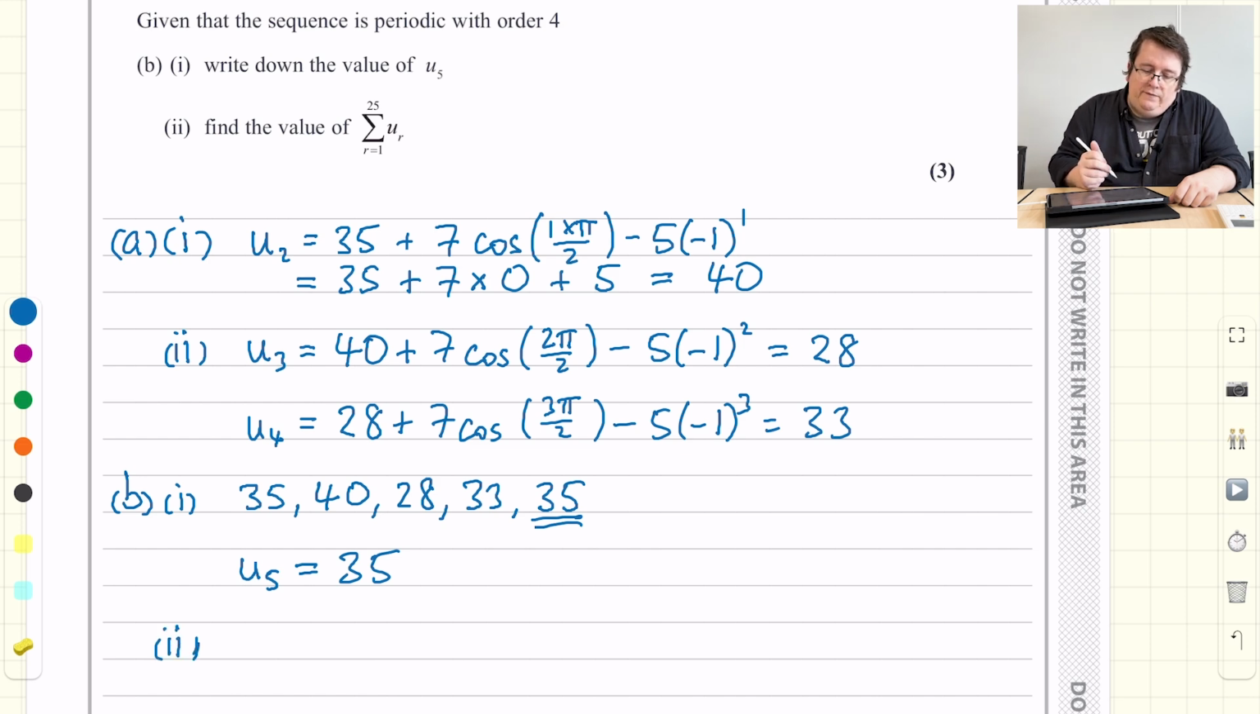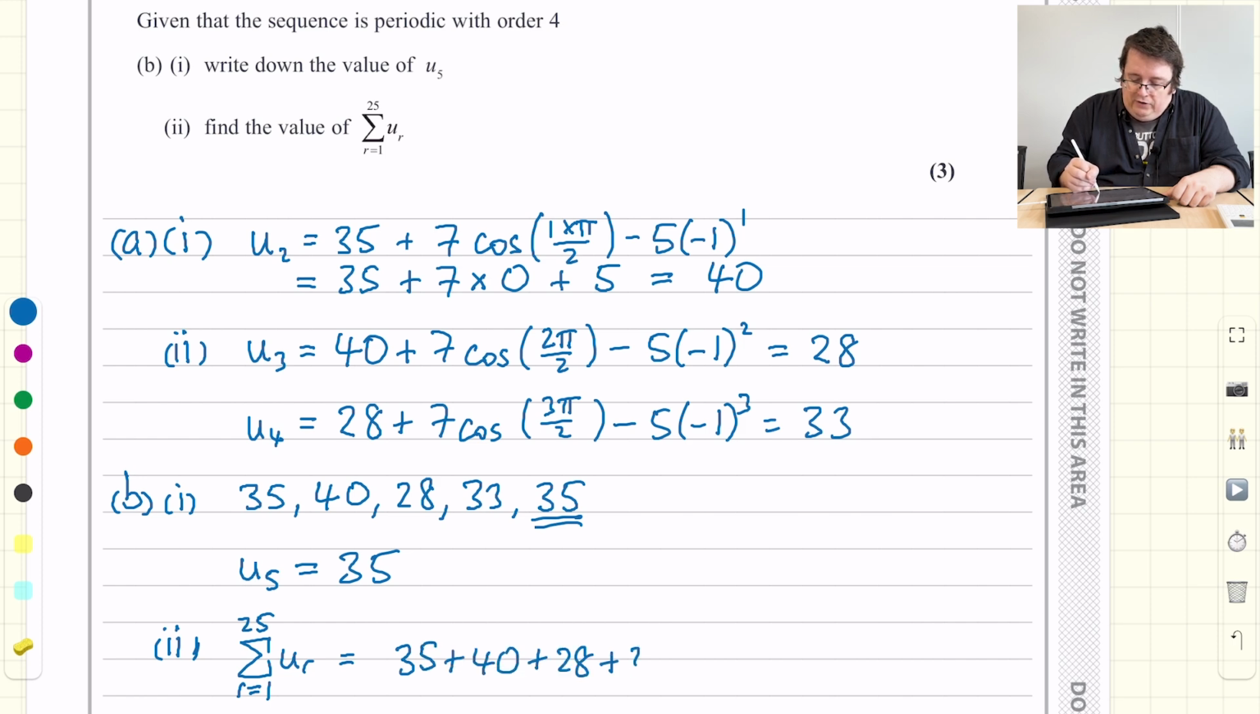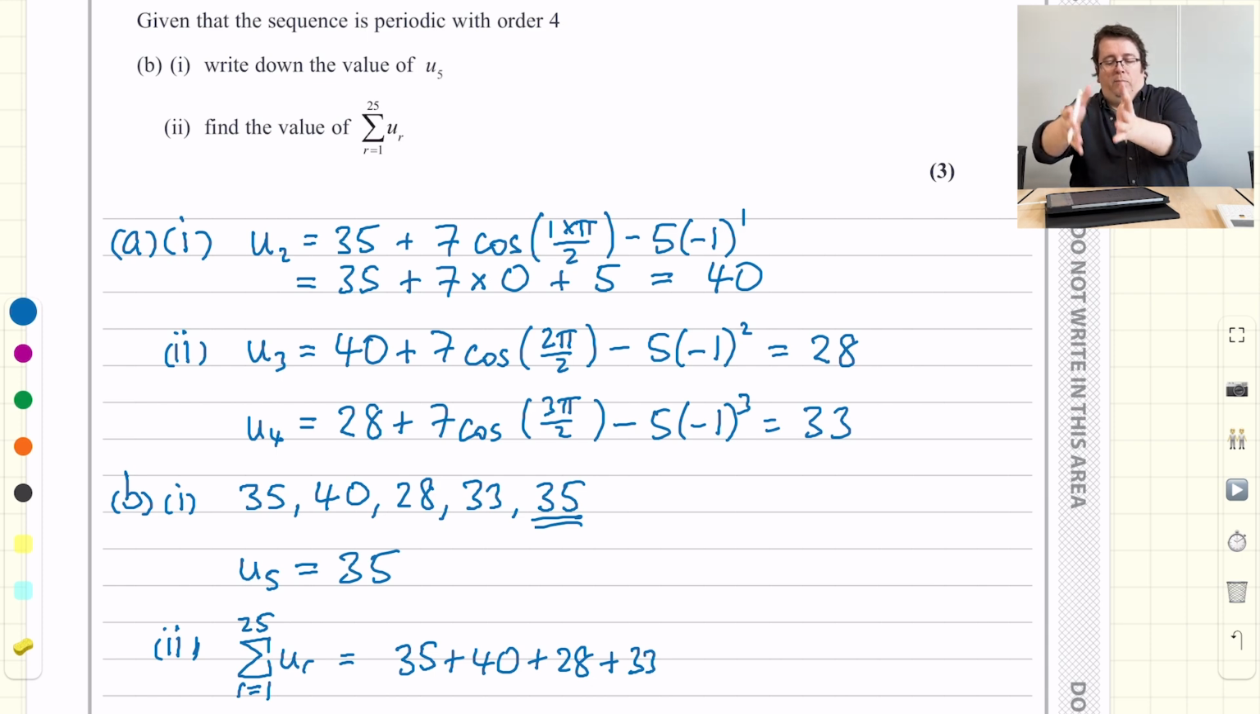Part 2, find the value of the sum from r is 1 to 25 of ur. So the sum from r is 1 to 25 of the sequence. So we're going to have 35 plus 40 plus 28 plus 33, and then the next bit will be plus 35 plus 40 plus 28 plus 33, and then plus 35 plus 40 plus 28 plus 33, and so on and so forth. Now, how many times is that going to happen?